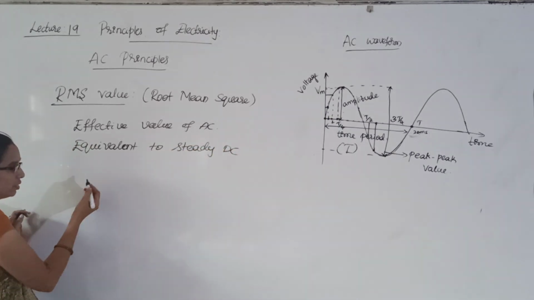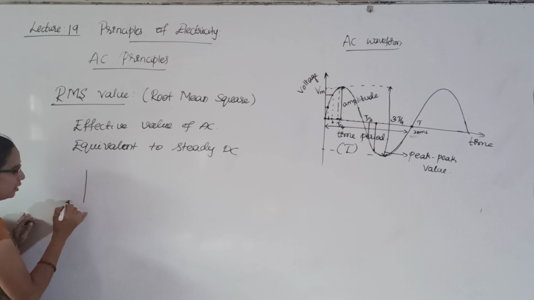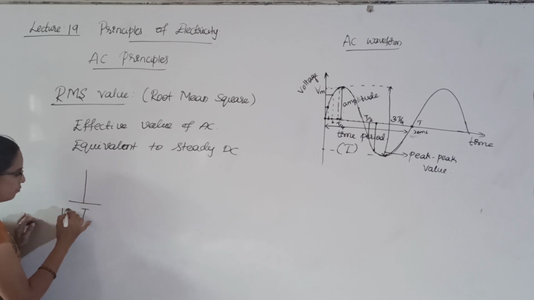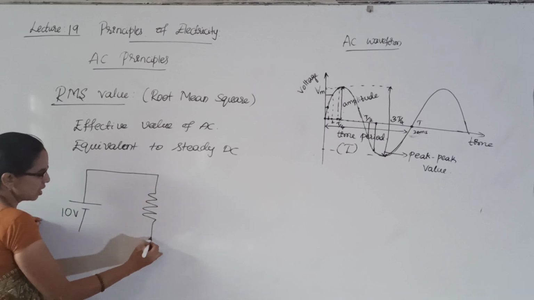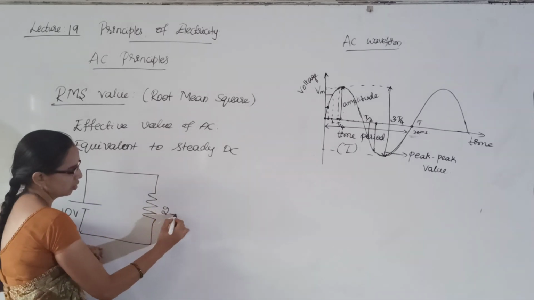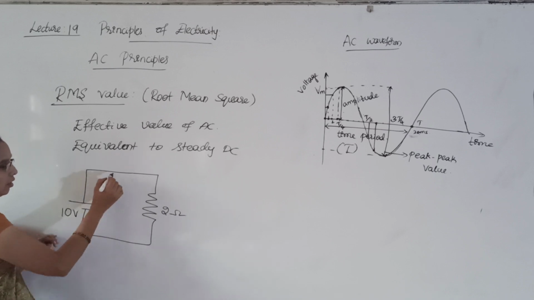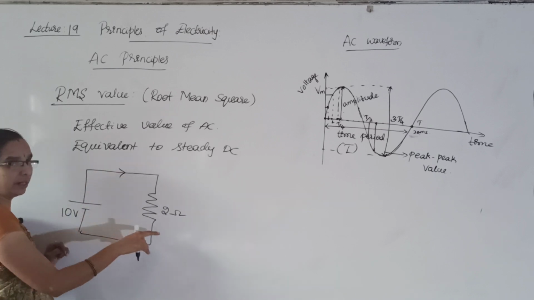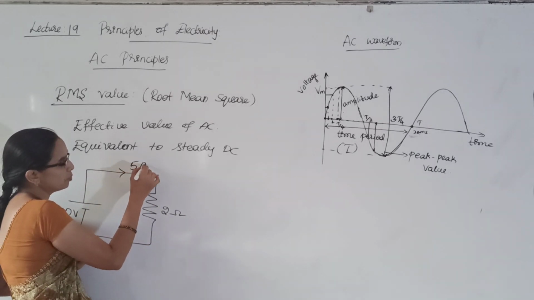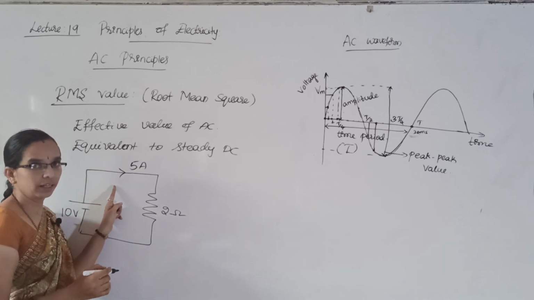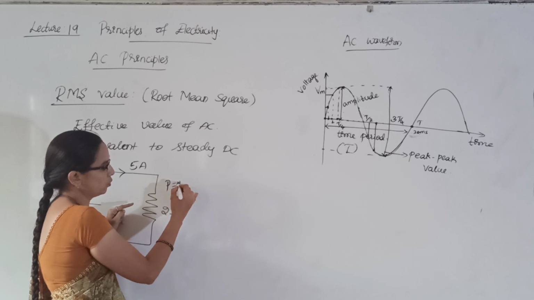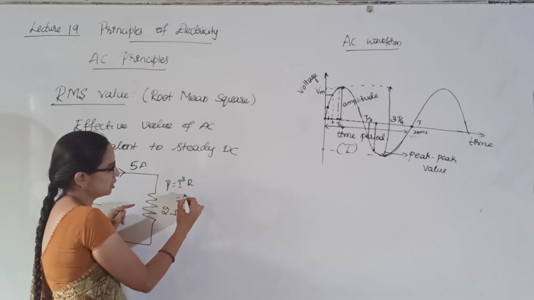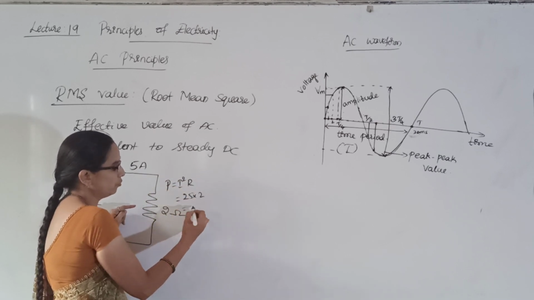RMS value is equivalent to, that means if you connect a DC source of 10 volt supply to a resistance of 2 ohm, how much current will be flowing? 10 by 2, that is 5 amperes of current will be flowing, right? The power dissipated here is P is equal to I square R, that is 25 into 2, 50 watt power.